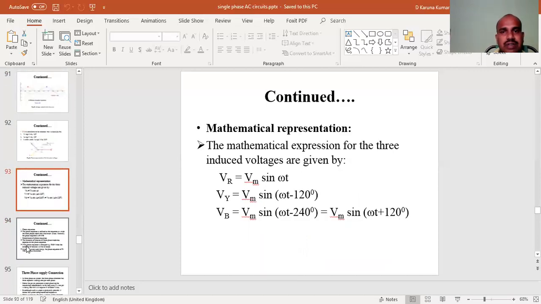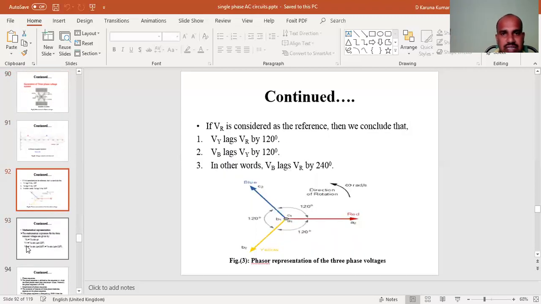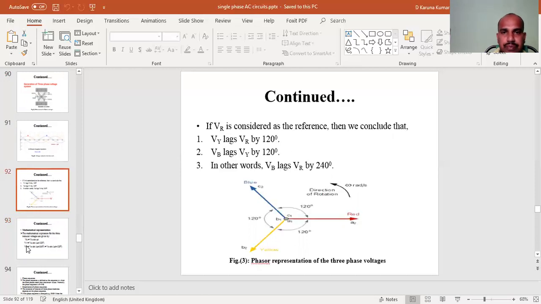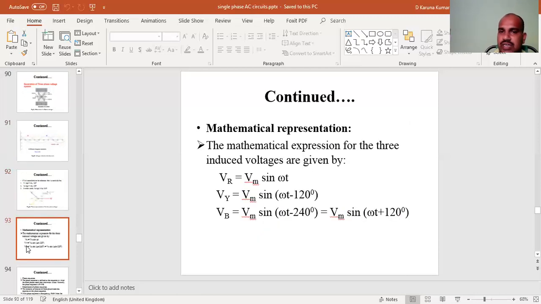The mathematical representation of the three individual voltages V1, V2 and V3. The first one is V1. If VR is considered as the reference, VR equals Vm sin omega t. The AC voltage input is Vm sin omega t. And VY equals Vm sin(omega t minus 120 degrees), since VY lags VR by 120 degrees. And again VB equals Vm sin(omega t minus 240 degrees). The sequence is R, Y, B.